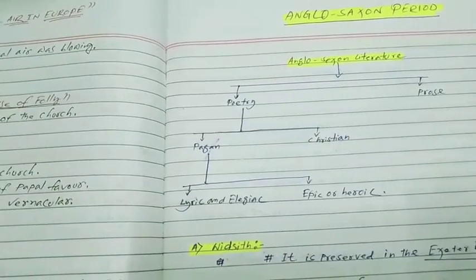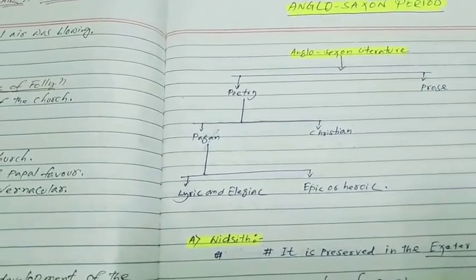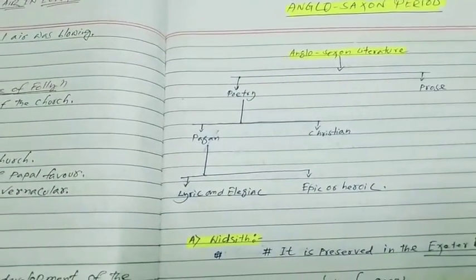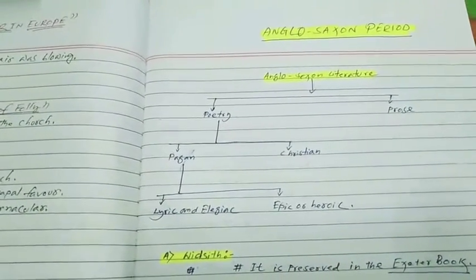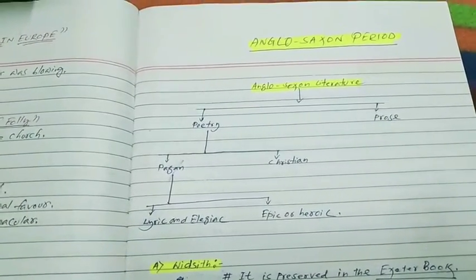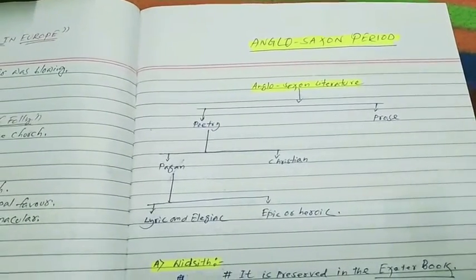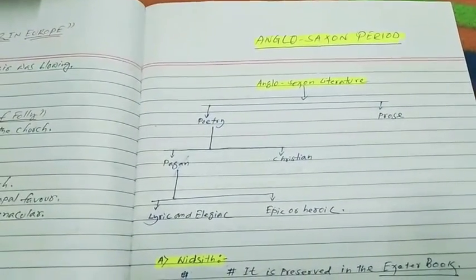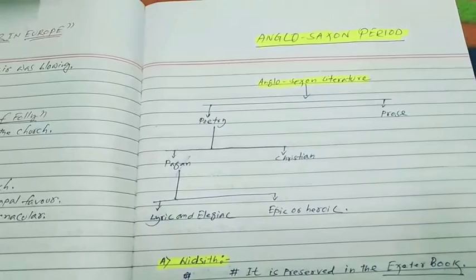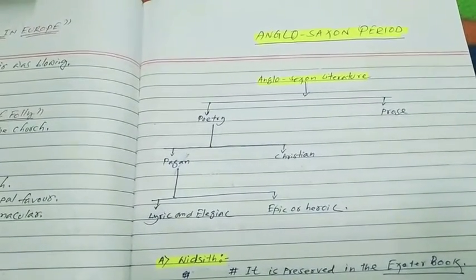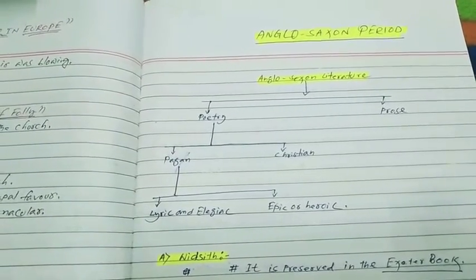Today's topic is Anglo-Saxon elegiac or lyric poetry, and let's go to the main topic. Before I start, I divide Anglo-Saxon literature into two categories: poetry and prose. Poetry can be divided into two categories, once again, the pagan and the Christian. The pagan group can be divided into two categories: one is lyric or elegy, and the other is epic or heroic. Today's lesson is lyric or elegiac poetry.